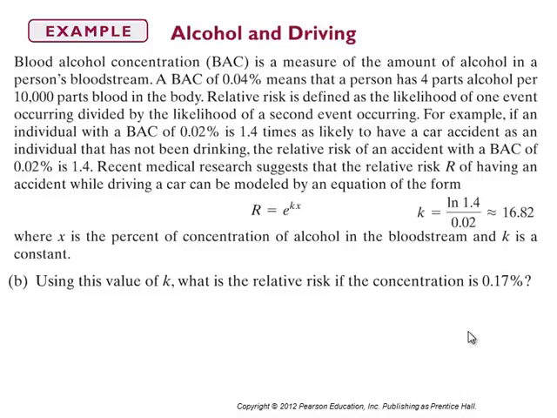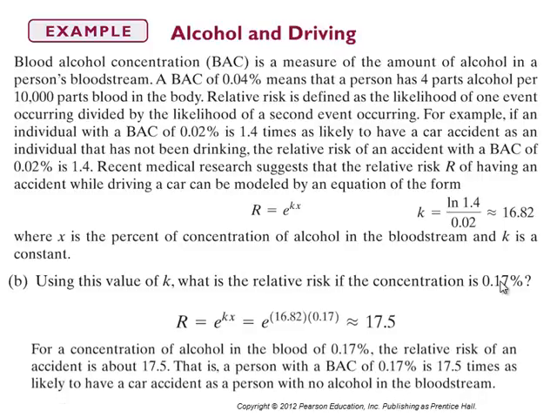And with that value of k, what is the relative risk if the concentration is 0.17%? So someone who was very drunk. So going back to the equation, replace the k by the 16.82, which we found earlier, and replace x by the 0.17%, or 0.17. Now, you've got 0.17 times 16.82, enter, and then use that as the exponent on e. And I want you on your calculators to try this and see that you get 17.5. As in, the relative risk is 17.5 for someone with this high blood alcohol content. They're 17.5 times more likely to get into a car accident at this BAC than someone who hasn't been drinking.